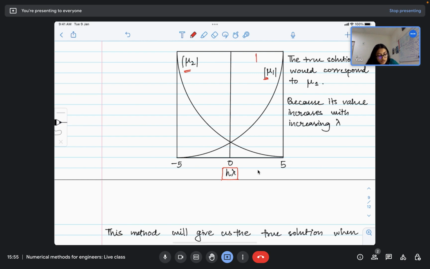that the true mu value is mu1, because our equation was y is equal to y naught e to the power lambda t, which shows exponential increase. This is the one which shows the exponential increase. This is the one which is showing decay. Now the true solution corresponds to mu1 because the value is increasing as lambda is increasing.